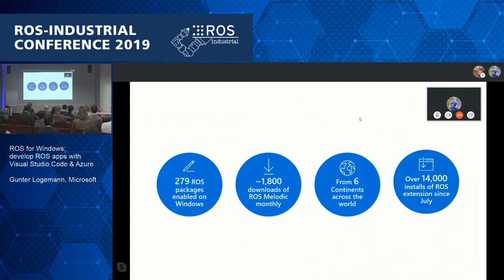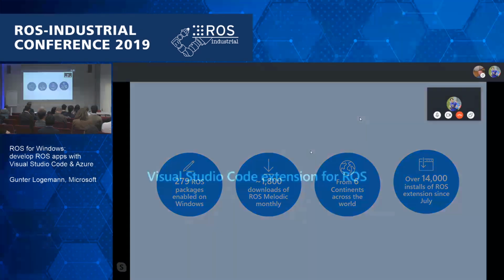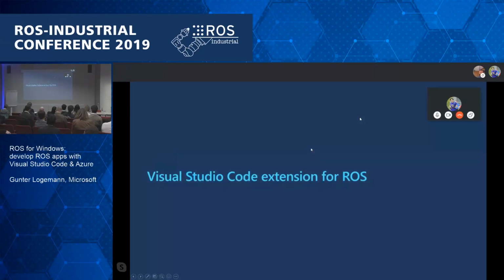As you see, we have already 200. The numbers are growing each day, but this is the status from last month, actually. We have 297 ROS packages enabled. We have a lot of downloads, almost 14,000 installs of ROS since July, when we first announced this. But probably our biggest contribution at the moment to the whole ROS world is what we are doing with Visual Studio Code and the Visual Studio Code extensions right now.